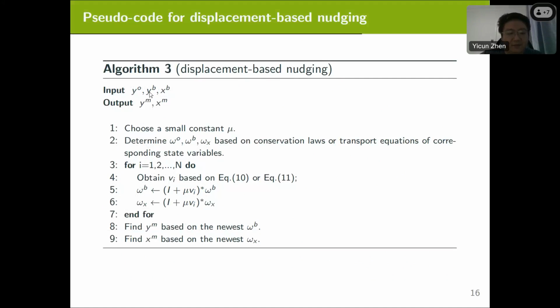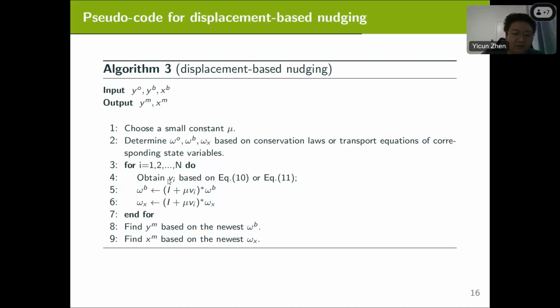So given the observed state y, the background estimate, and the other background estimate xb, we first determine the corresponding differential form or tensor fields omega O, omega B, and omega X. These differential forms are determined by the conservation laws of the quantities and the transport equations of the corresponding state variables.